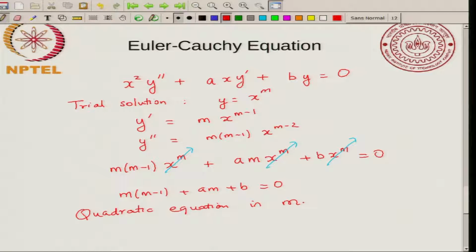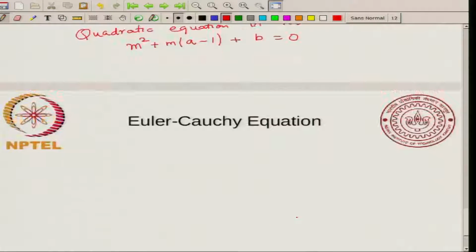I can write it explicitly as m squared plus m times a minus 1 plus b equal to 0. So, that is the explicit quadratic equation in m. Whenever you have a quadratic equation, you can have two roots, m1 and m2. And again you can have similar cases.